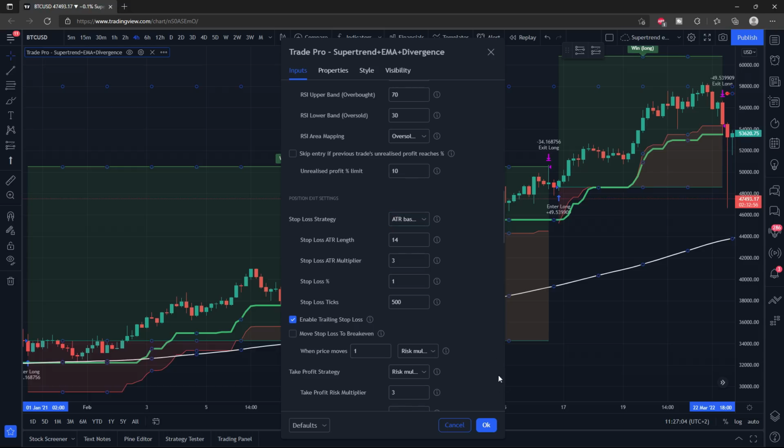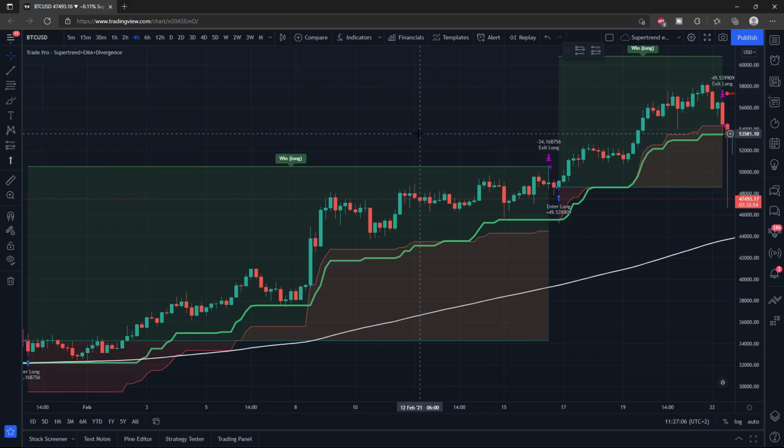All right. So let's take a look at some entries and see how it's taking entries. It's going to take a long entry when price is over the 200 period exponential moving average and the super trend is green. It's going to place the stop loss 3 times the ATR, as you can see right here. It enters, stop loss placed 3 times the ATR, and then this red line is the trailing stop loss. You can see as it trails price, as price kind of moves to the upside, eventually hitting the 3 times risk profit target on this one.